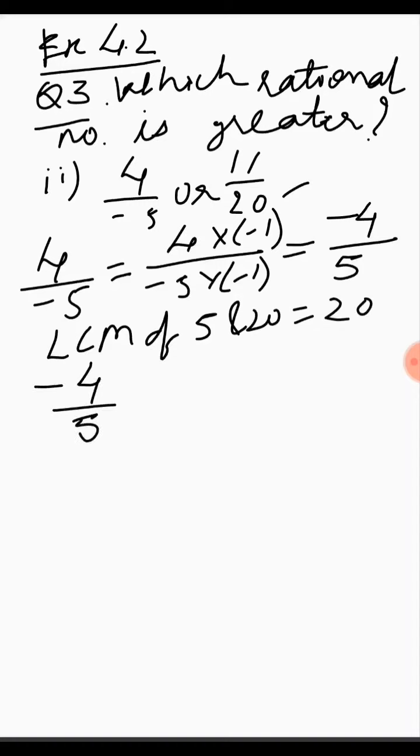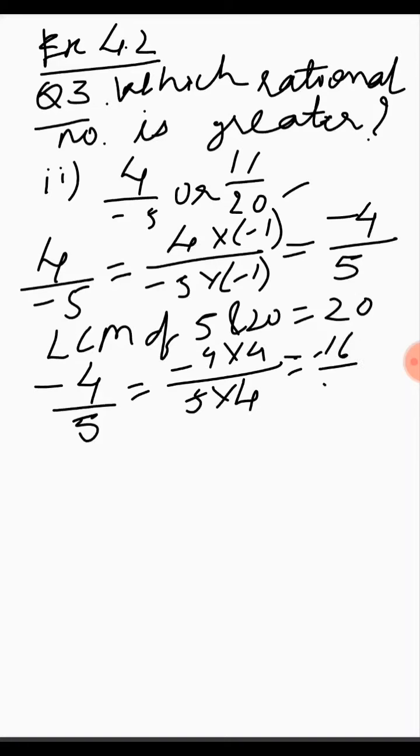You have the first rational number as minus 4 by 5. You know you have to multiply by 4 here, and you will get the answer as minus 16 by 20. Okay, so let us give this number 1. Now children, write down the second one. What is that? 11 by 20. Here the denominator is already 20, so let us give it number 2. Now from 1 and 2, what you can observe is that the denominator is the same.